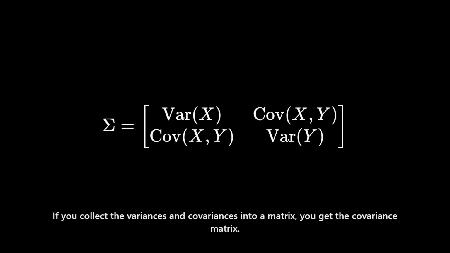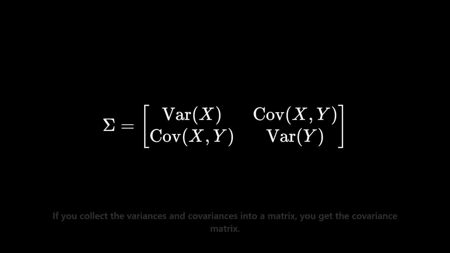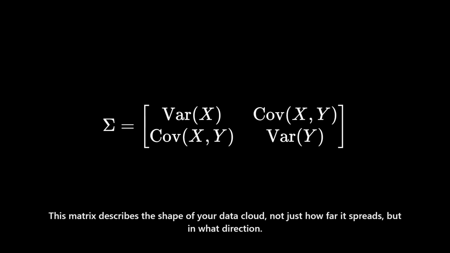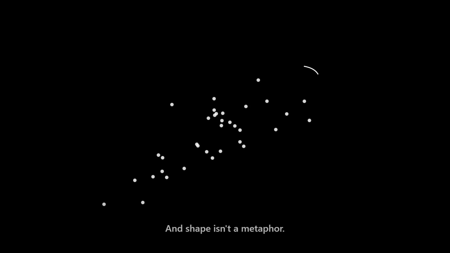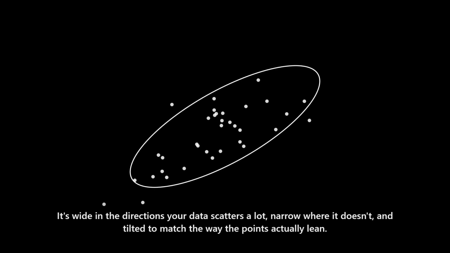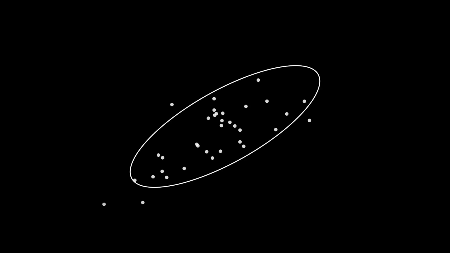If you collect the variances and covariances into a matrix, you get the covariance matrix. Don't memorize the formula, just hold on to what it means. This matrix describes the shape of your data cloud, not just how far it spreads, but in what direction. And shape isn't a metaphor. Every 2D covariance matrix defines an ellipse, one ellipse, exactly. It's wide in the directions your data scatters a lot, narrow where it doesn't, and tilted to match the way the points actually lean. Change the data, the ellipse changes.